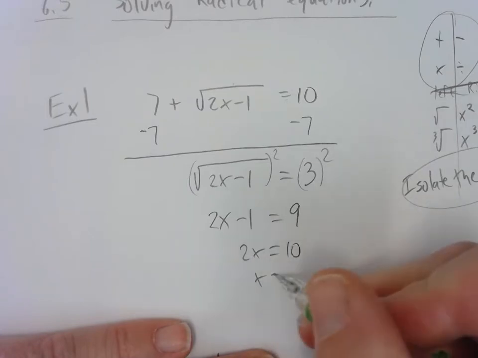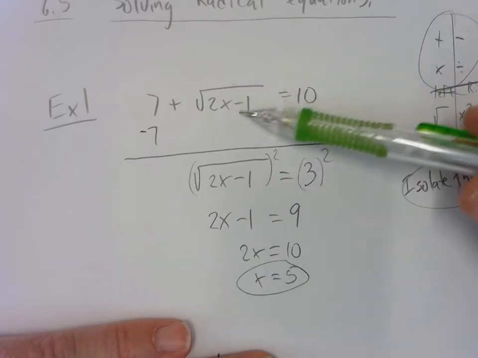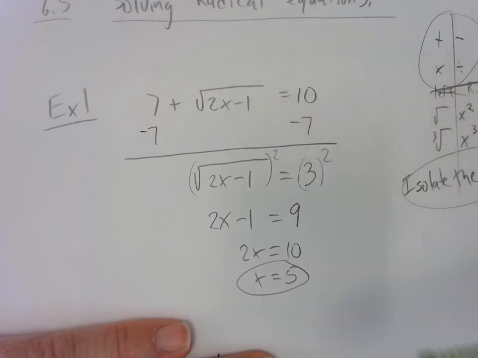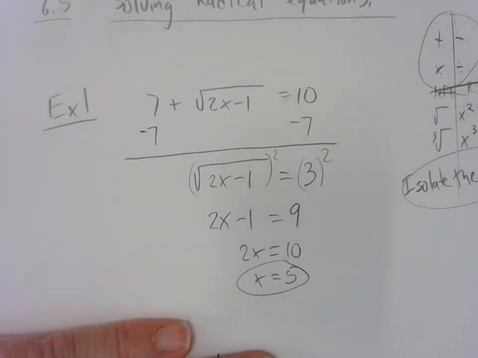Now with these types of problems, it's very important to try the solution back in the original, because sometimes you can get a number down here that won't go back into the original. There's restricted numbers that go into the x because you can't take the square root of a negative number, for example. So let's put 5 back in.